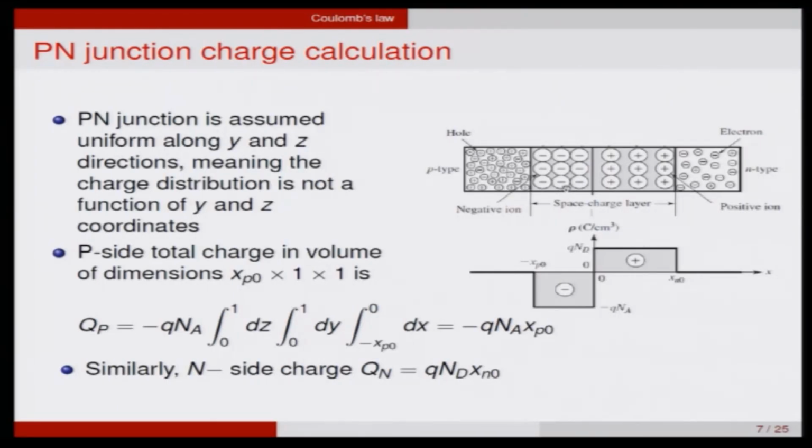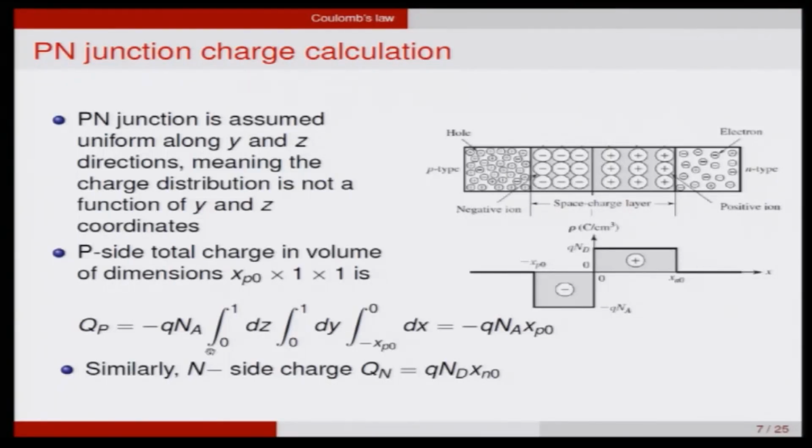So, if we now ask what is the total charge on the P side and what is the total charge on the N side, you can do that by doing an integration over the volume. Before we do that, note that this is in essence a one-dimensional charge distribution, because we are assuming that this PN junction is uniform along the y and the z directions. So whatever charge density is there varies only along the x direction, and the integrals become very simple.